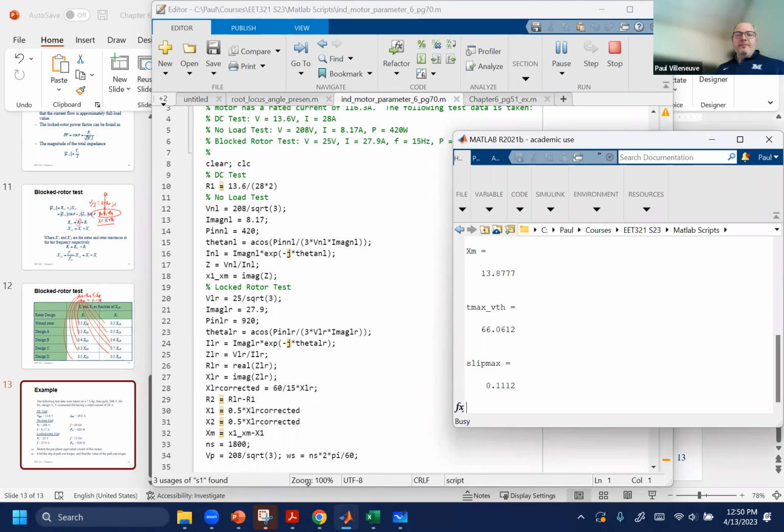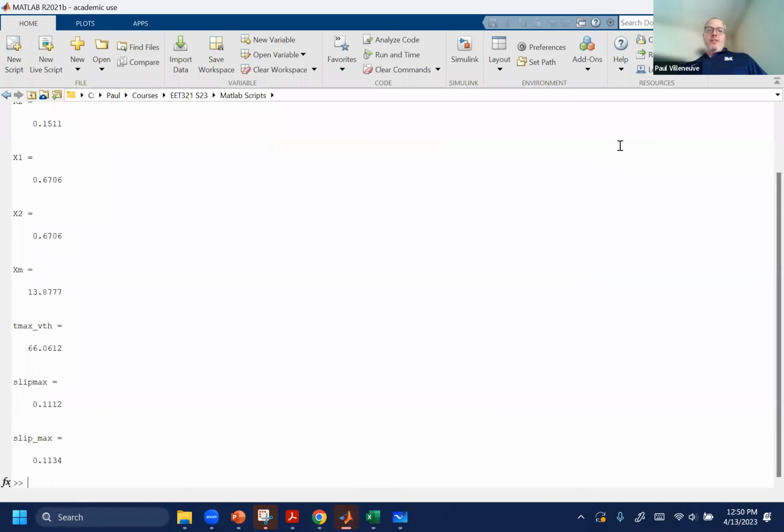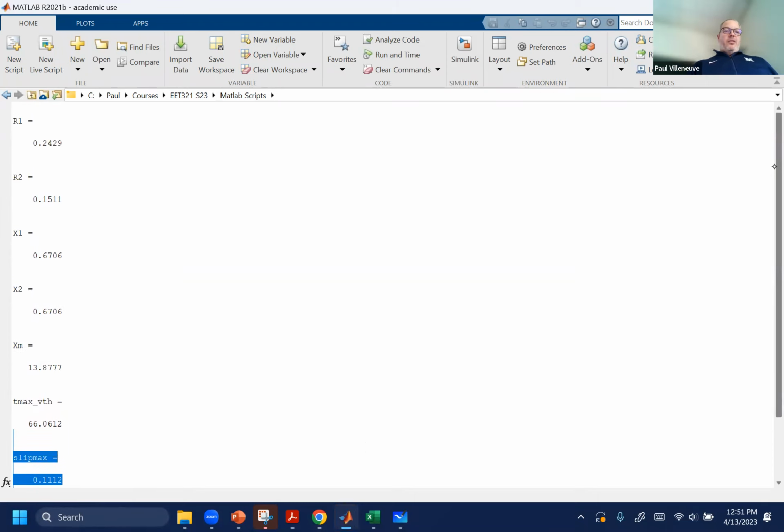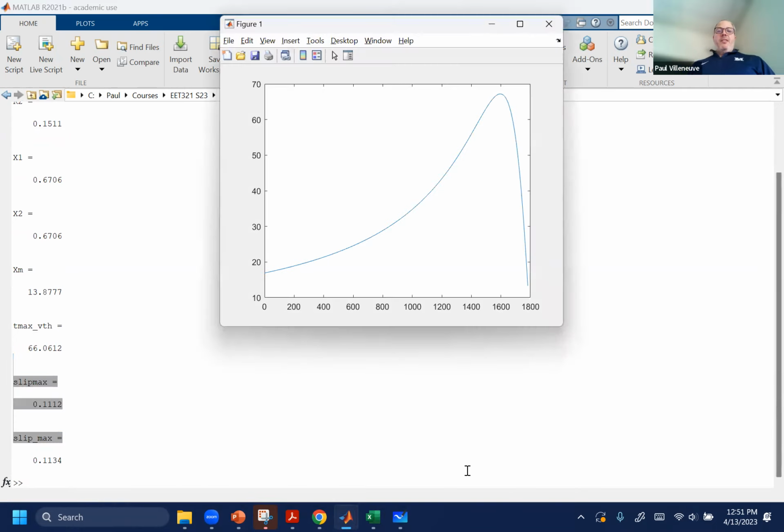here's our value. So these are our values: here's R1, R2, X1, X2, XM, our maximum torque using our V Thevenin approach and the corresponding slip max. And then also the slip max by doing it the brute force way. The brute force way just brings up this plot, so you can pull it from there.